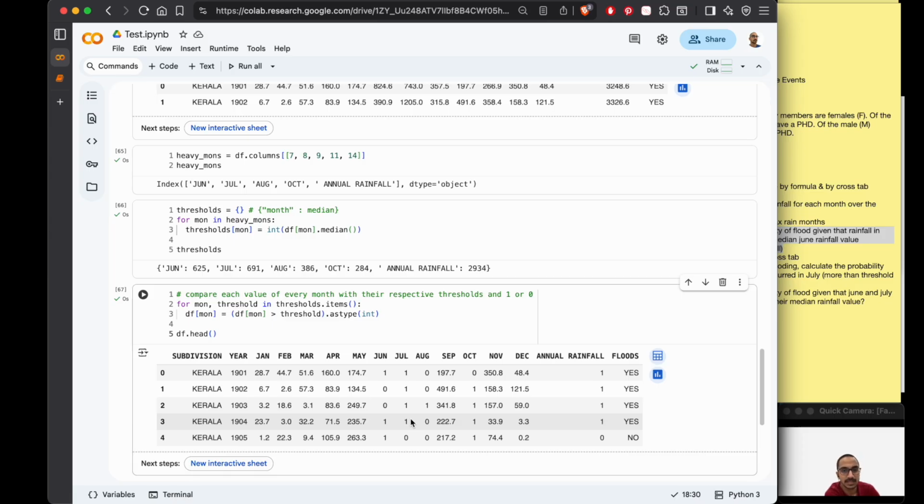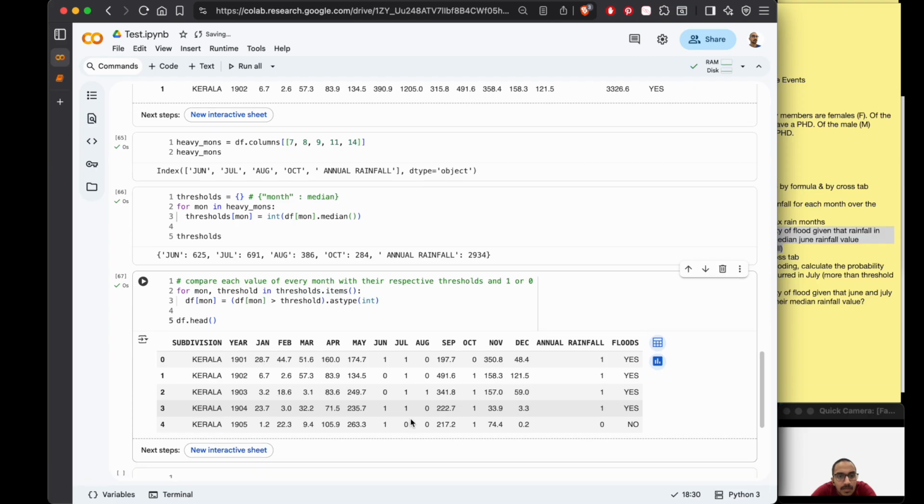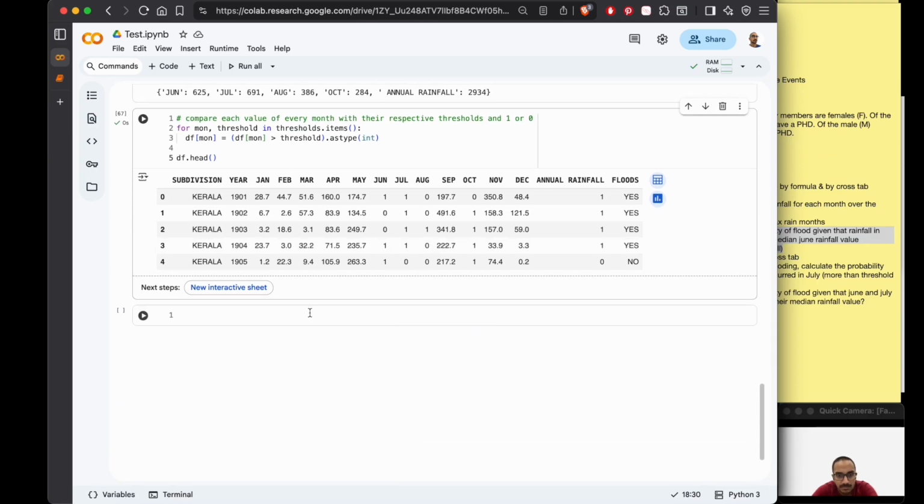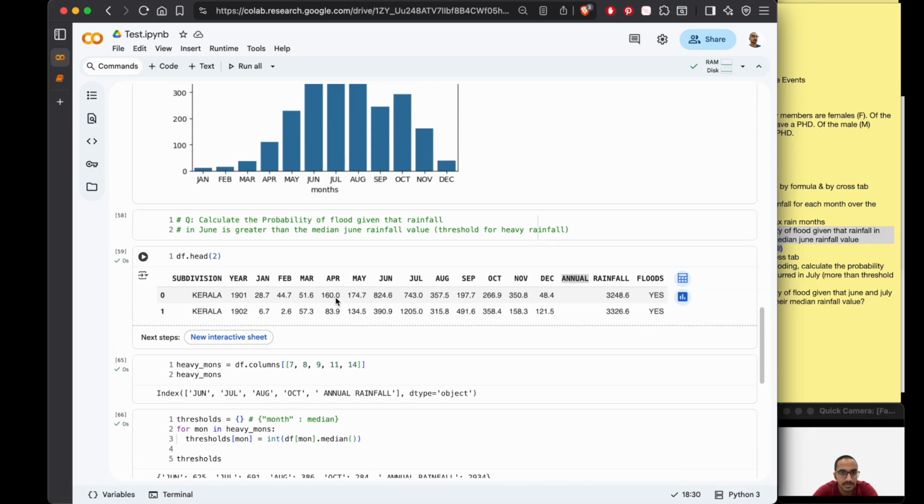One means it is beyond the median threshold, so it's greater than the median rainfall value. If it is 0, it's less than the median rainfall value. So we have our data ready. Now let's proceed with answering the question.